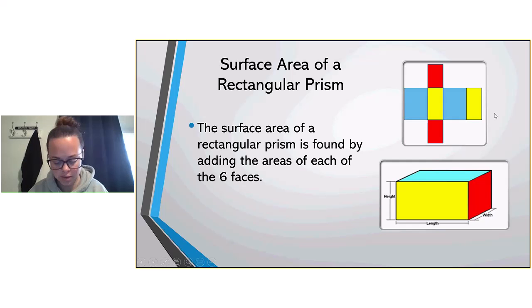And I also didn't bring a calculator, so I need to bring the one up on my phone and change my setting. Okay, there we go. All right, so let's look at a few examples.